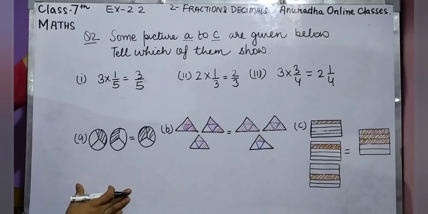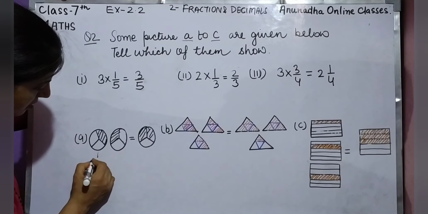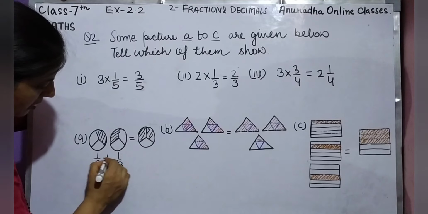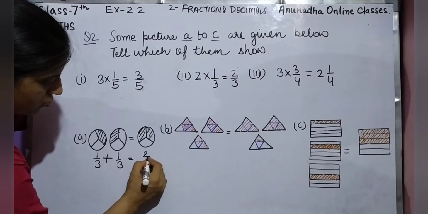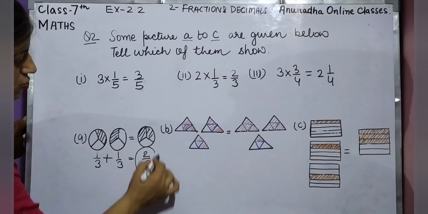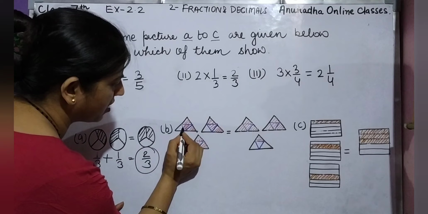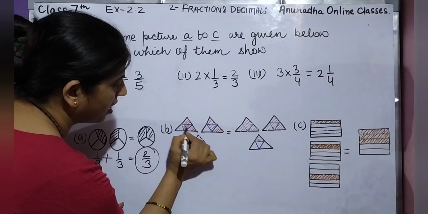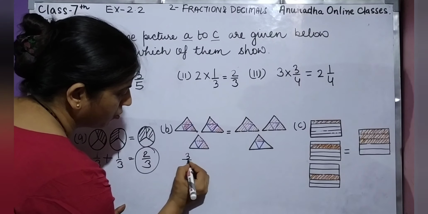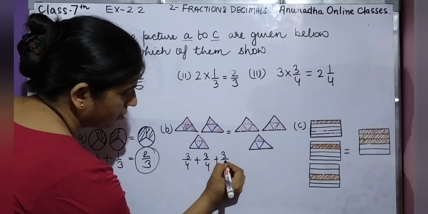Now see here. Here what we are having, see first picture, this is 1 by 3 and this is also 1 by 3. 1 by 3 plus 1 by 3 क्या मिल गया? 2 by 3. Right children? Now 2 by 3. Now which is 2 by 3, see? Okay, here this is 2 by 3. Now see this one. This is 1, 2, 3, 4. 4 and 3 are shaded. So 3 by 4 plus 3 by 4 plus 3 by 4.